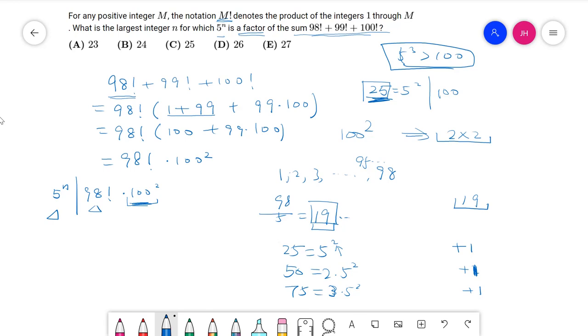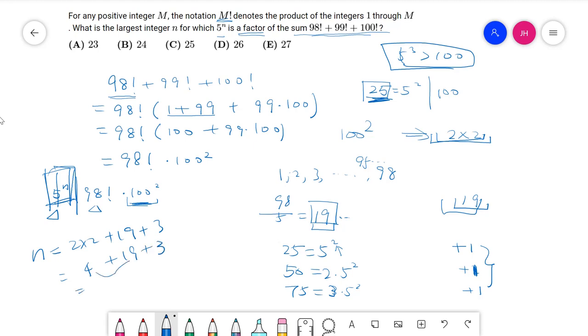Therefore, what's the largest exponent we can get for this n? So we have 2 times 2, 19, and we have a 3 here. Therefore, the largest n we can get is 2 times 2 plus 19 plus 3. So this is 4 plus 19 plus 3, right? So this is 23 plus 3, that's 26. So the answer is D.